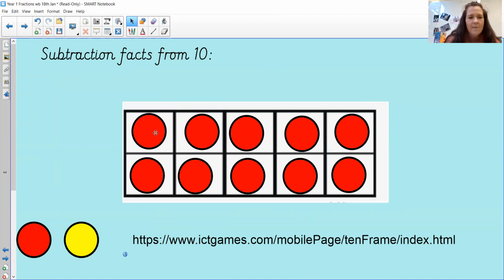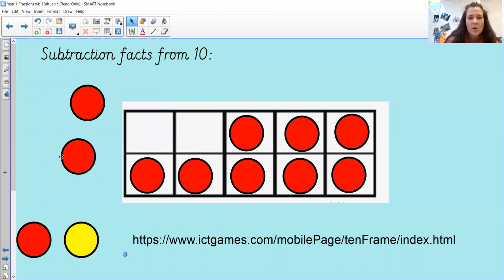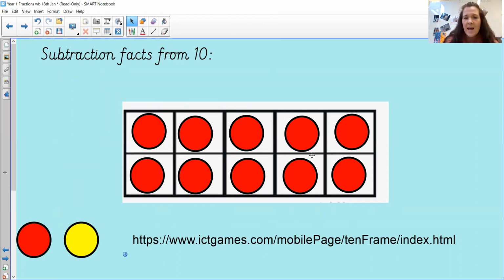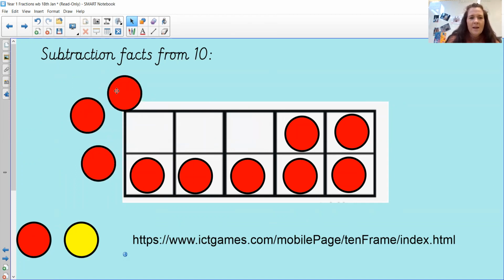And I can say that 10 take away 1 equals 9 because I've got 9 counters left in my tens frame. Then I can say, okay, start with my 10 again. 10 take away 2 equals 8 because I've got 8 left in my tens frame. And then I can start again. So put all of my counters back. And then I've got my 10 here. So I'm going to do 10 take away 3. And what am I left with still in my tens frame? Hopefully you're saying 7. Okay, and then I'm going to start again.